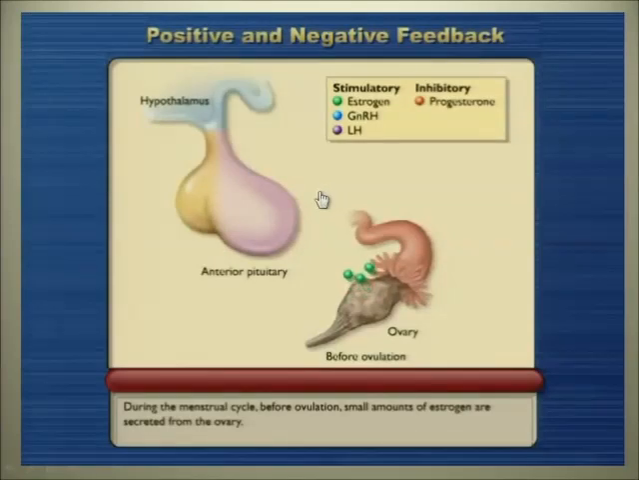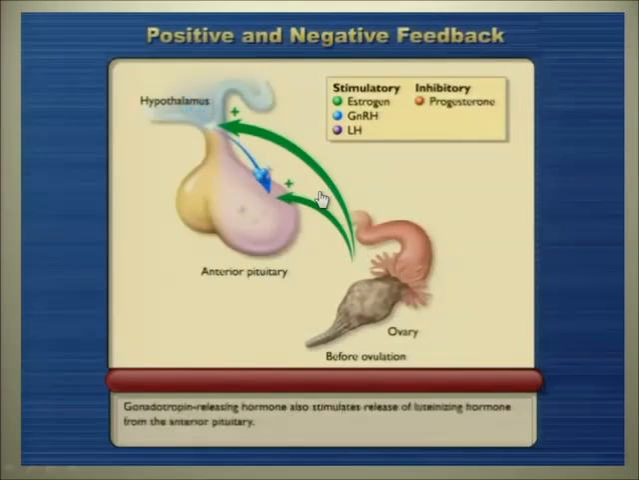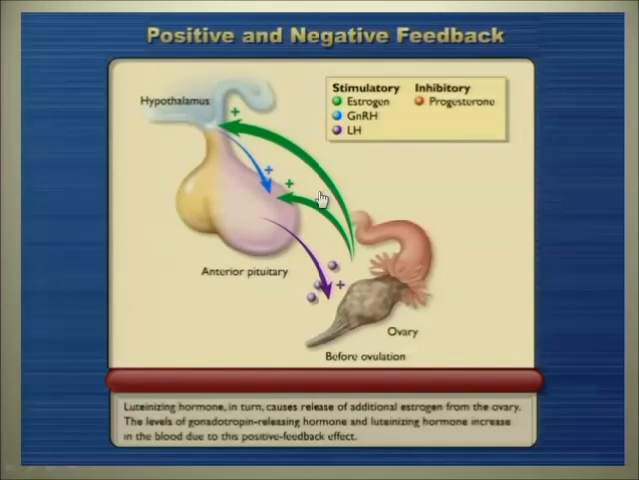Small amounts of estrogen are secreted from the ovary. Estrogen stimulates the release of gonadotropin-releasing hormone from the hypothalamus and luteinizing hormone from the anterior pituitary. Gonadotropin-releasing hormone also stimulates release of luteinizing hormone from the anterior pituitary. Luteinizing hormone, in turn, causes release of additional estrogen from the ovary. The levels of gonadotropin-releasing hormone and luteinizing hormone increase in the blood due to this positive feedback effect.